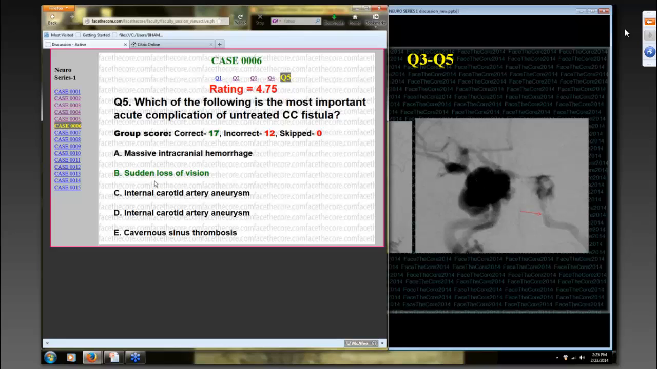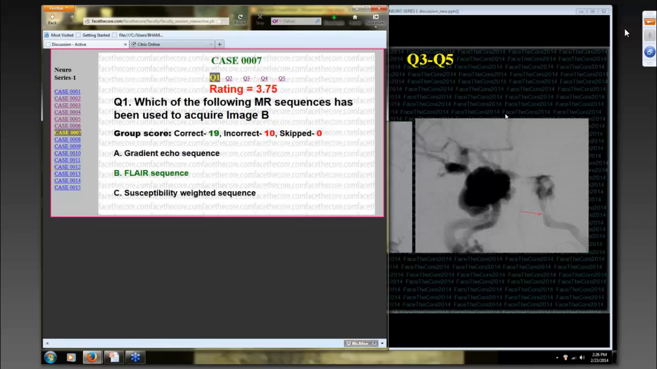And the second one is a sudden loss of vision because of increased intraorbital pressure and congestion causing pressure over the optic nerve and vision loss. Those are the two important ones, of which the sudden loss of vision is the most important acute complication in these cases of carotid cavernous fistula.